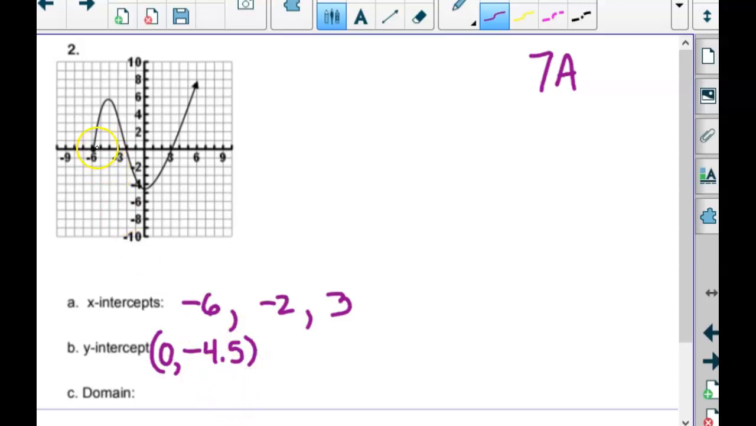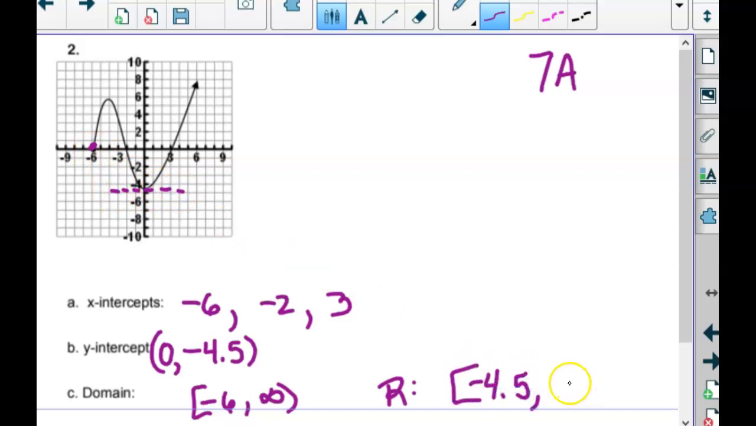Domain, if that's a solid dot, what's the domain right here, guys? Left to right? Is the next question range? I'm just going to write it here so that you can get caught up if you need to. What's bottom to top? It has nothing to do with this point. Remember, it's the very bottom, and we said it had an intercept there, so it's negative 4.5 and up. Y values. Remember that y value from right there.